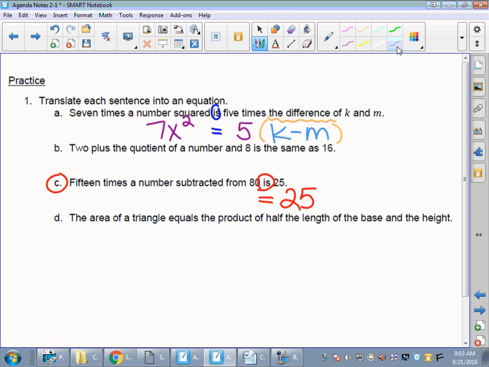We know that 15 times a number is going to be 15x. We know that 80 is 80. What order do we subtract? Are we starting with the 80 and taking away 15x? Or are we starting with the 15x and subtracting 80? 15 times a number subtracted from that 80. Well, that means we're starting with the 80 and we're taking away the 15x. So just look for those clue words, find the is or the equal to, and then you go from there.